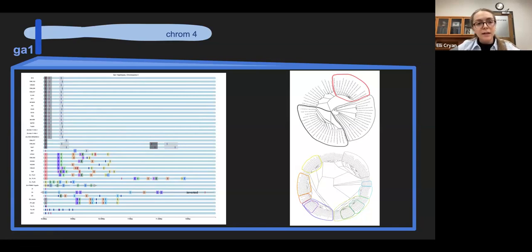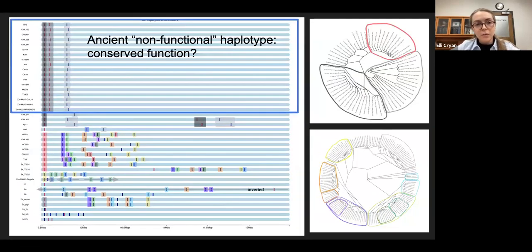But as you can see from this chart, we have seemingly very strong conservation of this non-functional haplotype, where every gene of these three in this haplotype seems like it should be non-functional because of these stop codons in the middle of them. But if they have stop codons, but they're also really conserved, does that mean there's some function we don't understand yet that this haplotype or these genes have?